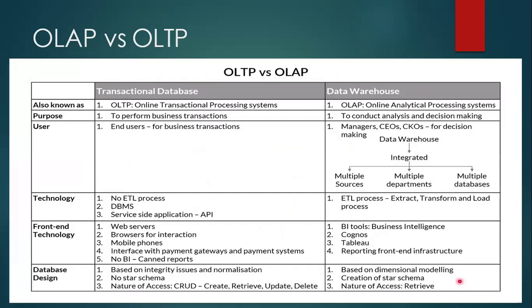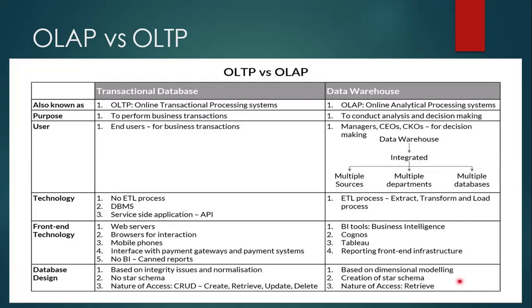Then the two types of database. First one is the transactional database. Second one is the data warehouse. A transactional database is also known as OLTP. A data warehouse is known as OLAP. OLTP deals with the current data, the day-to-day transactional data. But OLAP deals with the historical data. It has data of the last 10 years, 15 years, 20 years. So using OLTP, we cannot perform analysis, but using OLAP, we can perform analysis.